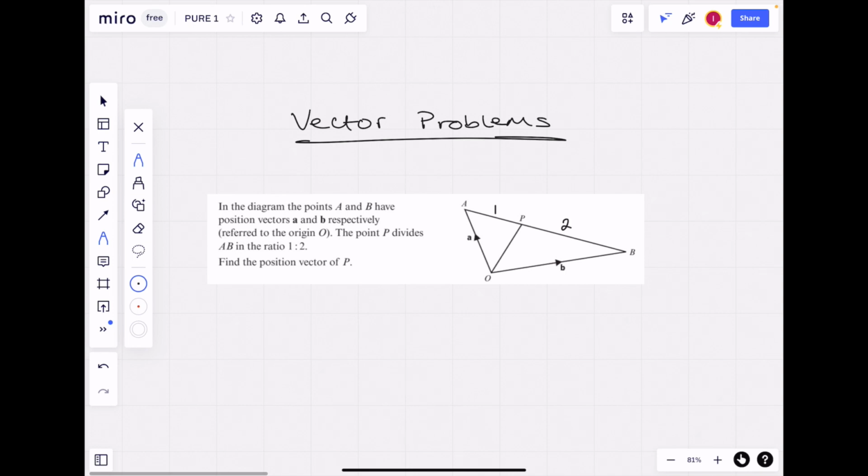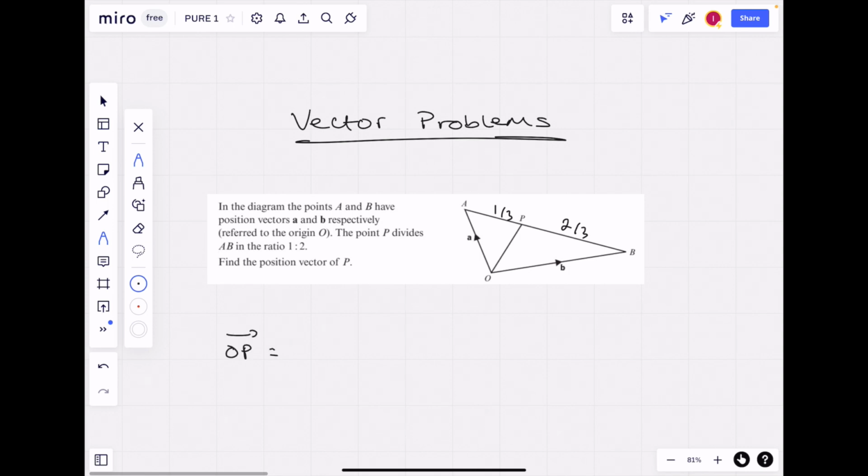If I were to represent the portions as, let's say, fractions, what would AP be as a fraction? A third. So PB is 2/3 because the total ratio is 3. AP makes up one lot of that total ratio. Yeah? So, find the position vector of P. So what they're asking of us is OP.